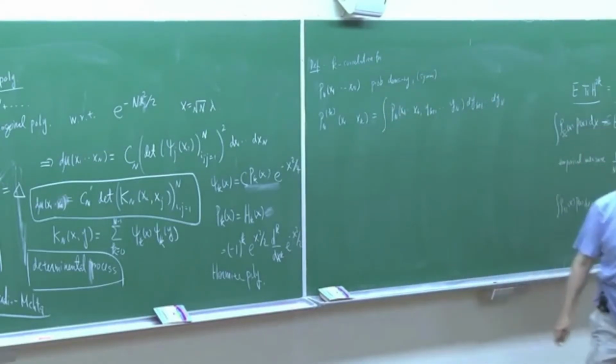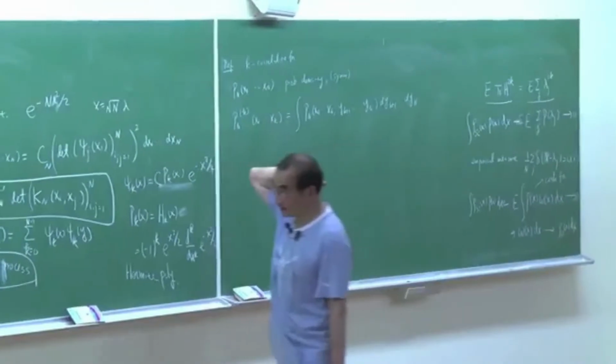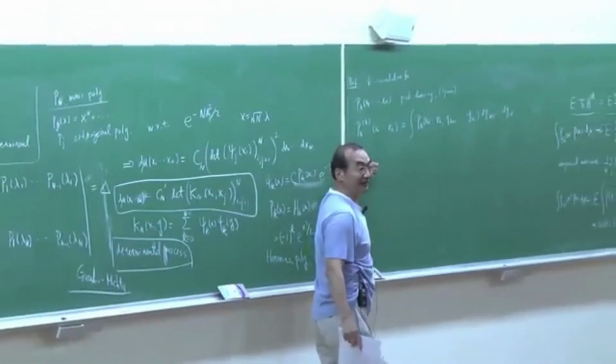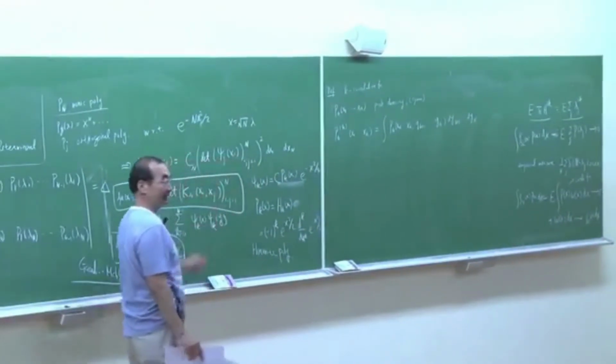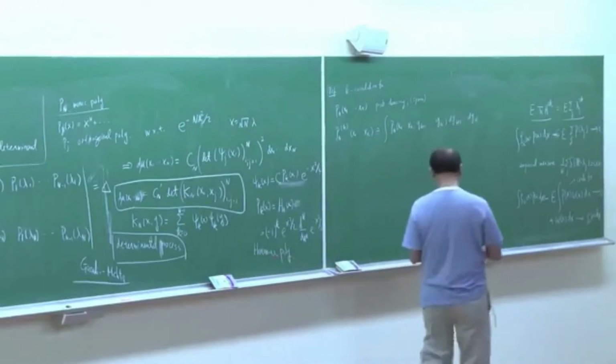Yes? In this calculation, is the property that pk are orthogonal with respect to the weight used? Yes. I think here it's not used, but next step you will use it. You will use it in the next lemma. So far you don't use it.